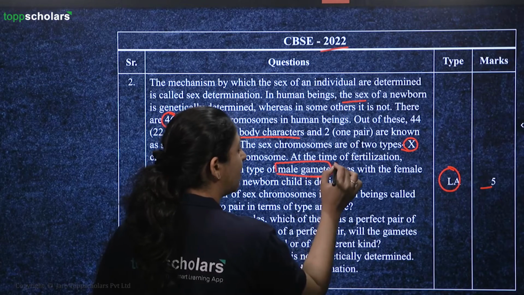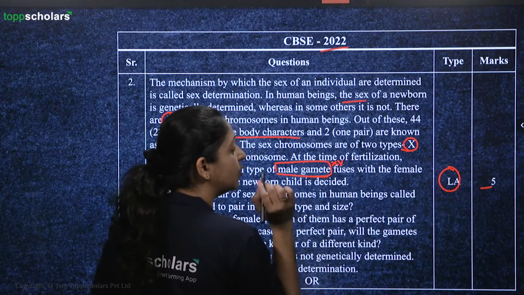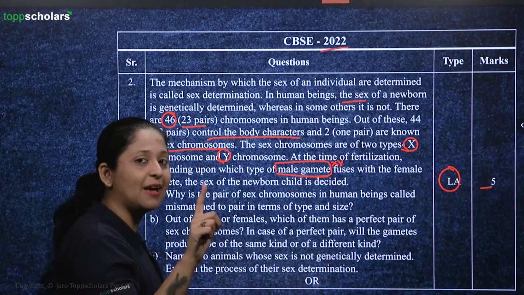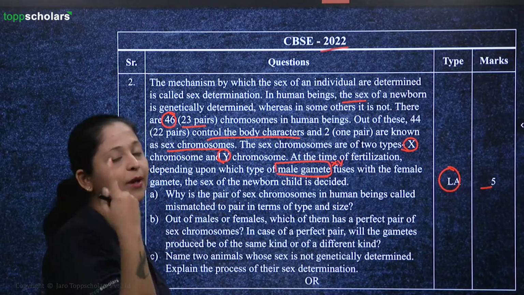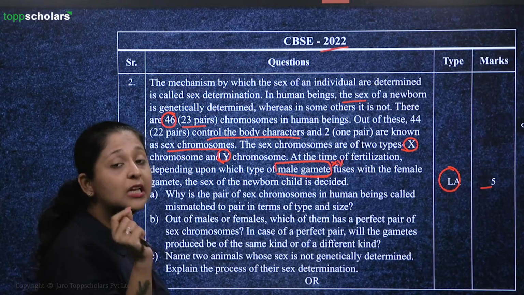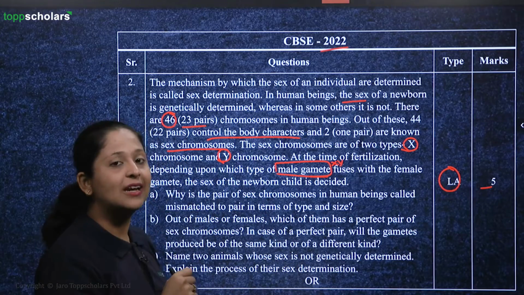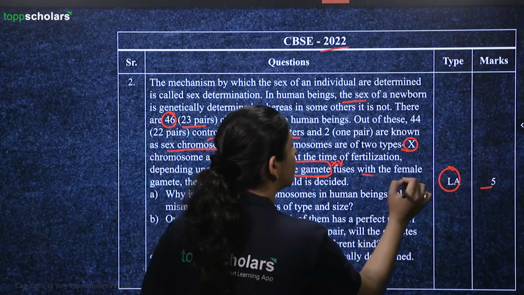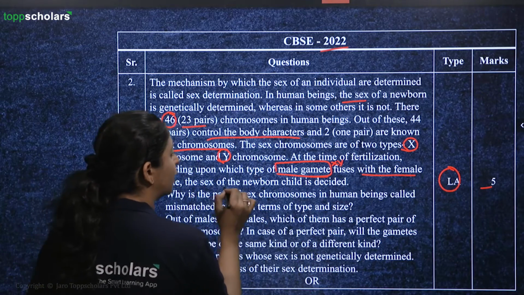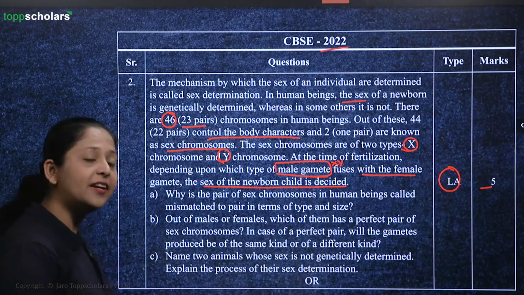Remember, male gamete will have X and Y. So they can produce 2 types of gametes, a gamete having X chromosome and a gamete having Y chromosome. So depending upon which gamete from the male fuses with the female gamete, the sex of the newborn child is then decided.